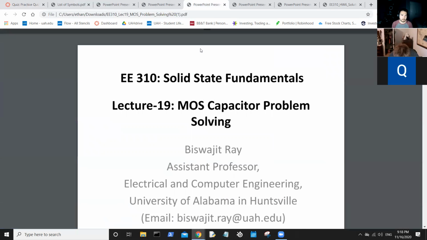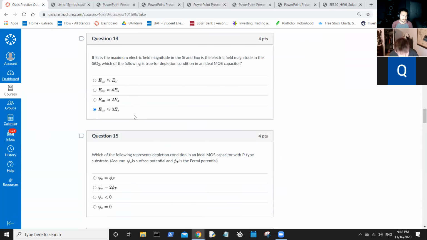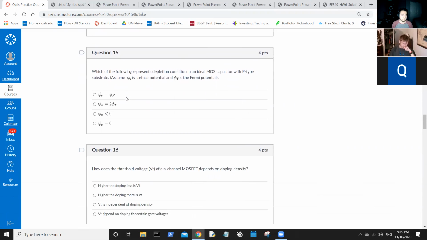And that's from one of his older PowerPoints. It'd take a bit for me to find it real quick, so we'll write that down just in case anyone wants to go back to it. In this case, it's just a list of things. In fact, if I'm not mistaken, you could write this type of information on your formula sheet if you wanted to. You could write this and then its corresponding condition. In this case, it'd be depletion. Which of the following represents depletion condition in an ideal MOS capacitor with P-type substrate?